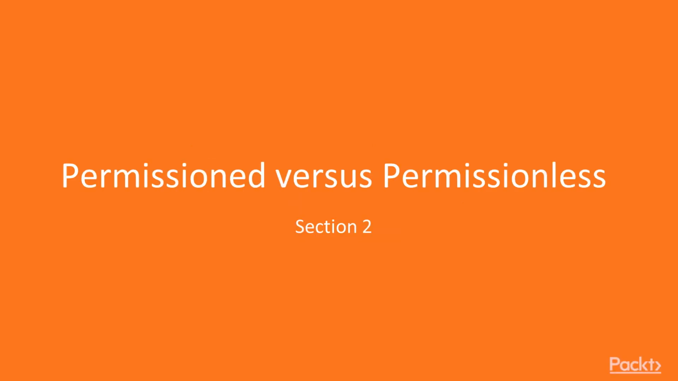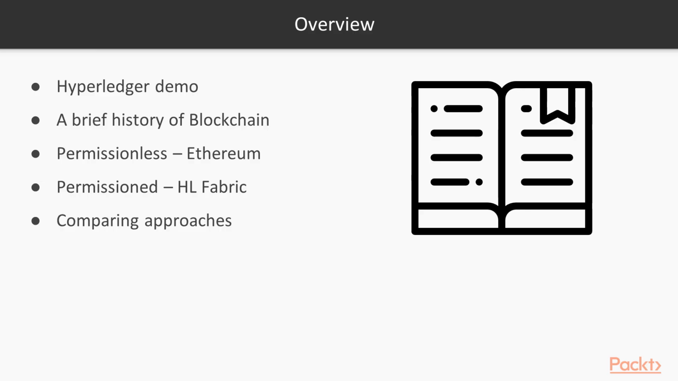In this section, we will dive into the theory of blockchain. We will start with a demo of Hyperledger Fabric and Composer and then explore the history of blockchain. Then we will look in detail at permissionless approaches like Ethereum and at permissioned approaches like Hyperledger Fabric, finishing with a comparison between the two.